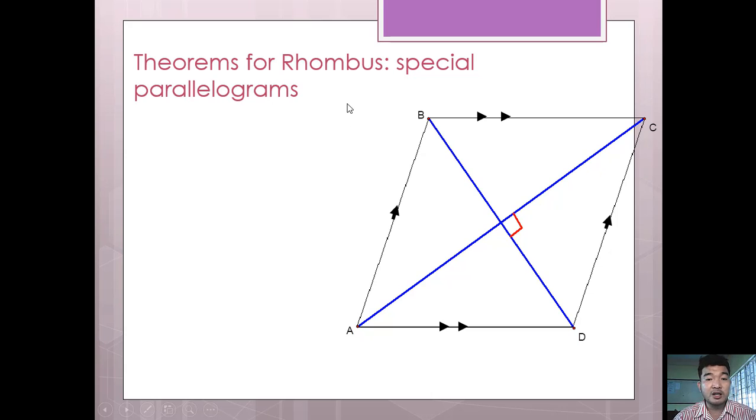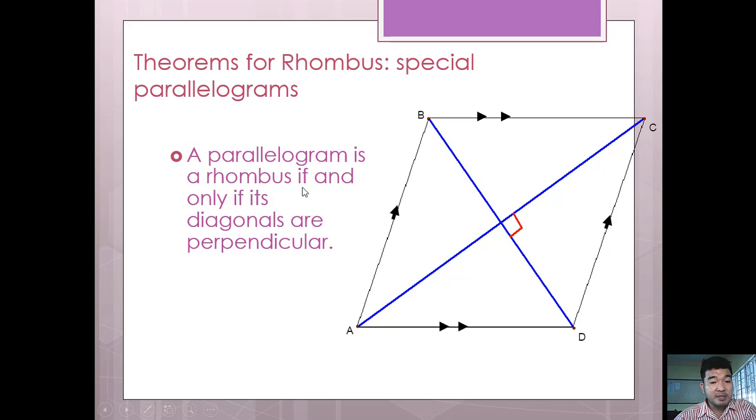So, theorems for rhombus, special parallelogram. So, take note that a rhombus is a special parallelogram. Here are the different theorems. A parallelogram is a rhombus if and only if its diagonals are perpendicular. Theorem ito, no? Ang isang parallelogram daw ay rhombus kapag ang mga diagonals nito ay nakaka-form ng right angles. So, as you can see in the figure, we have two diagonals here and their point of intersection forms a right angle.